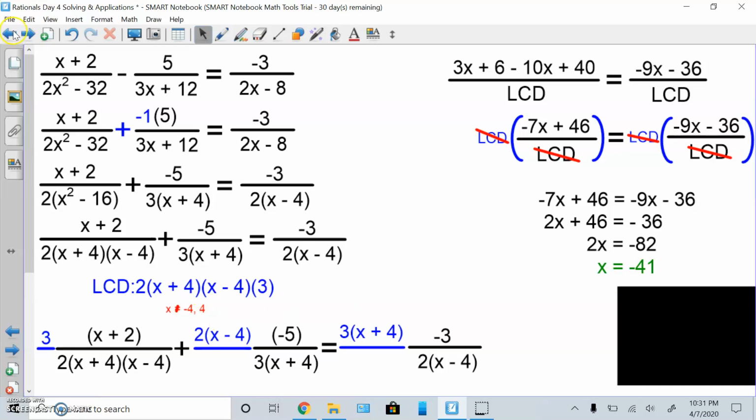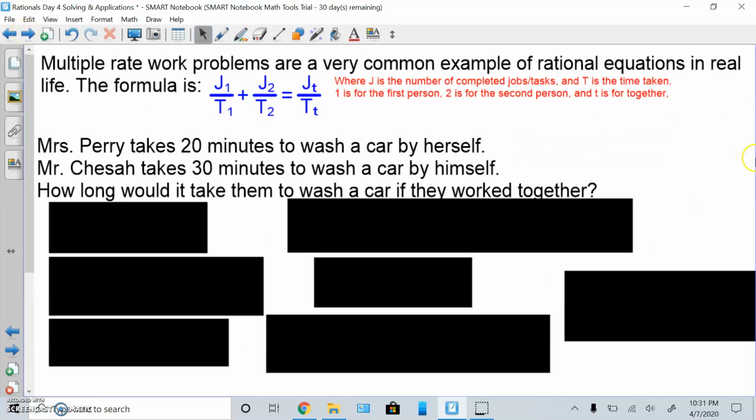All right, one last problem. Multiple rate work problems are a very common example of rational equations in real life. The formula is j sub 1 over t sub 1 plus j sub 2 over t sub 2 equals j sub t over t sub t, where j is the number of jobs or tasks you complete, and t is the time taken per person.